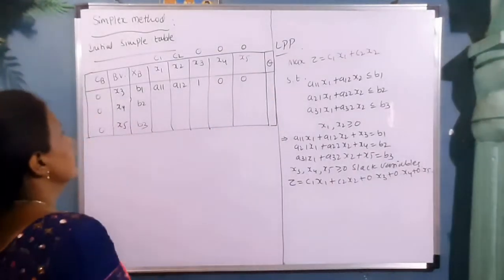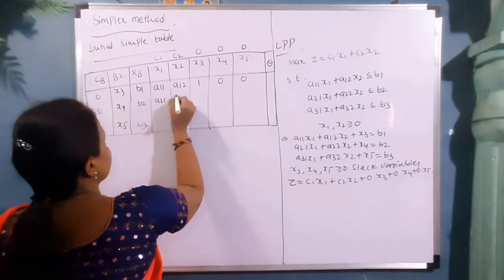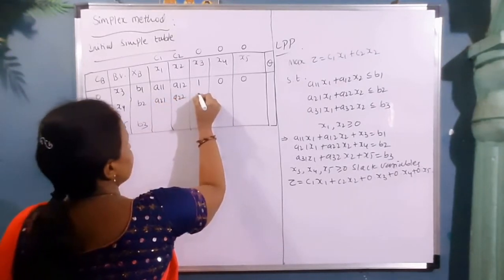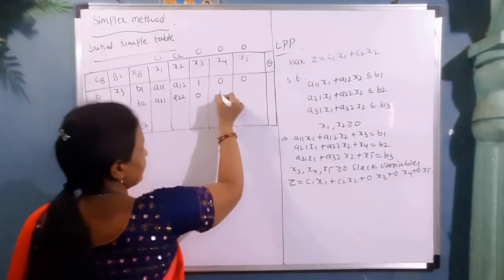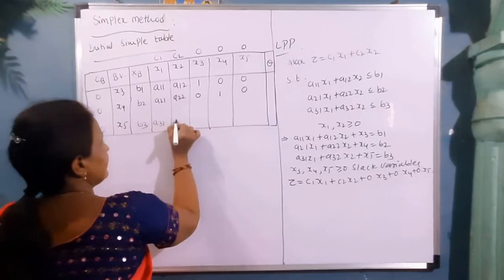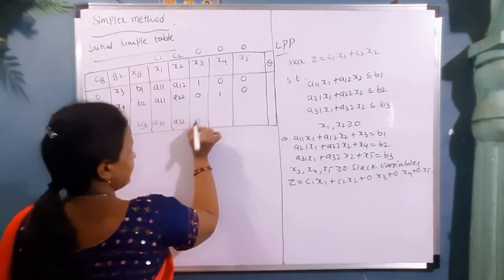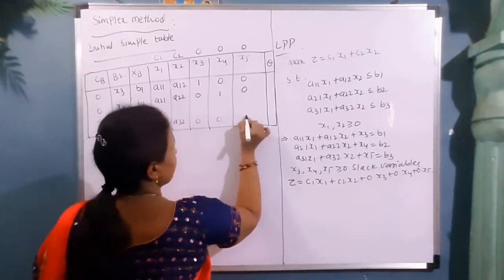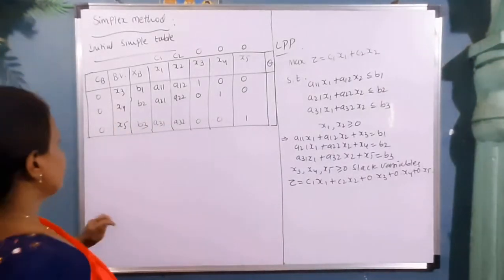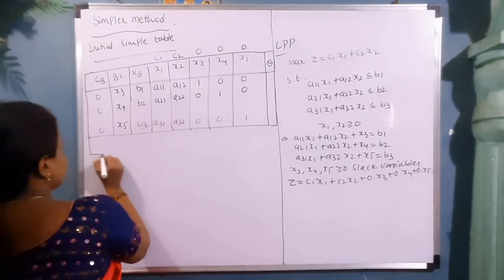Next, a21, a22. Here x3 is not present, x4 is present, x5 is 0. Next a31, a32, x3 is 0, x4 is 0, x5 is 1. So this is the initial table. Now we have to continue this.